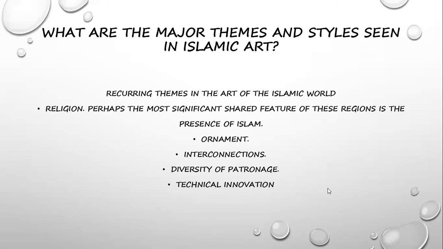What are the major themes and styles seen in Islamic art? The major themes and styles seen in Islamic art are recurring themes in the art of the Islamic world, which is religion. Perhaps the most significant shared feature of these regions is the essence of Islam: ornament, interconnections, diversity of patronage, and technical innovation.